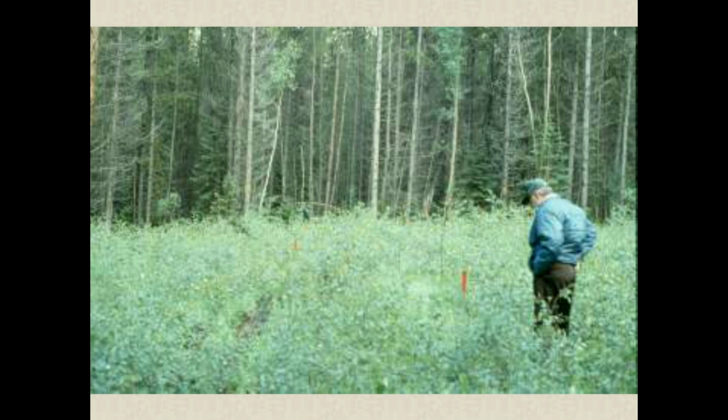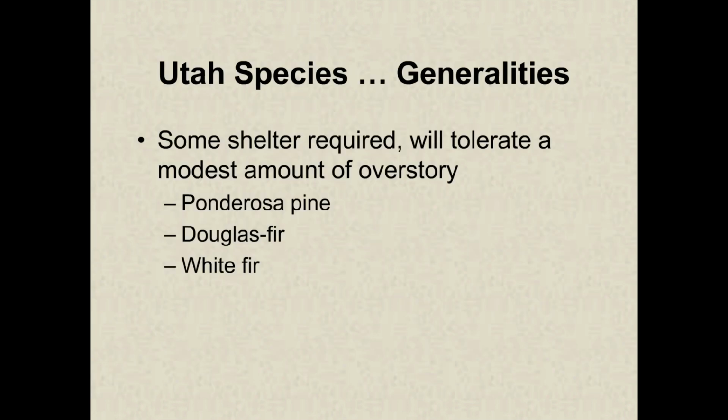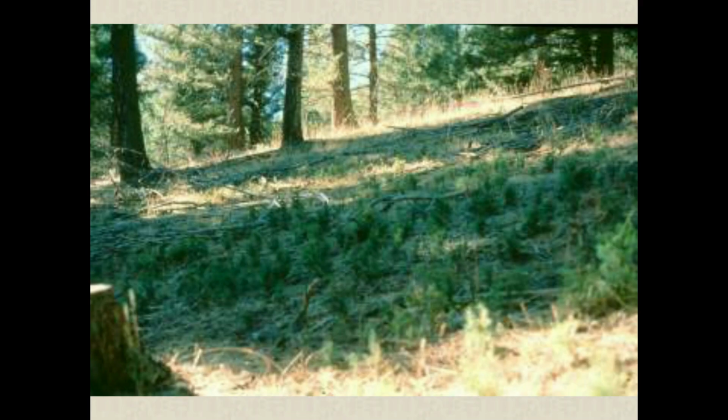The other ones can't stand it. The spruce aren't going to do very well out in there. Even the lodgepole are going to have a tough time racing against the aspen as they move up so quick. Okay, some shelter: ponderosa, Doug fir, white fir. I already showed you a couple of those, but there's the little shade of the crown over here, a nice little patch of regen under there.